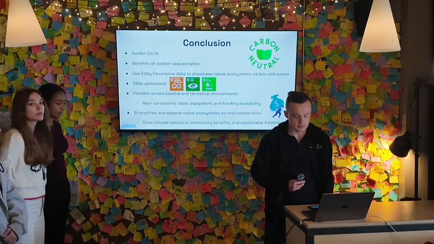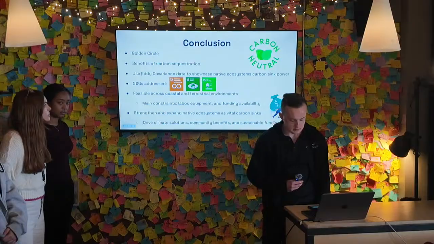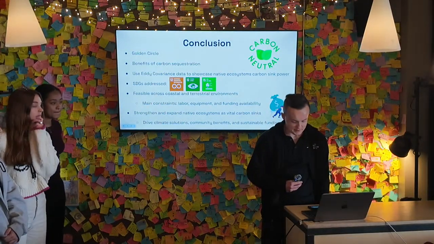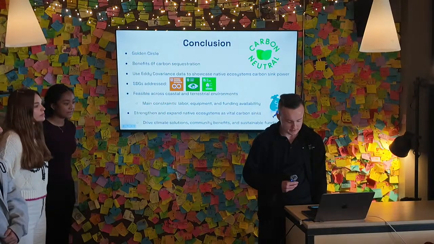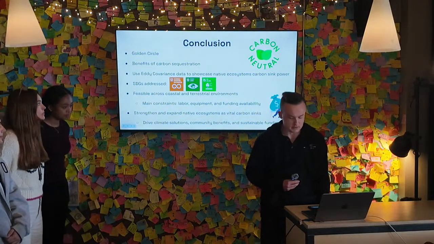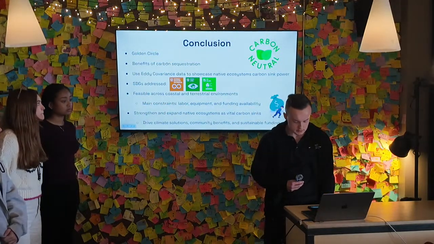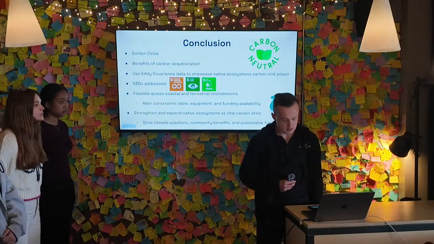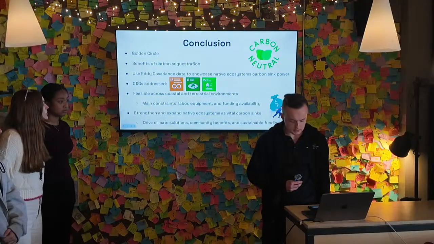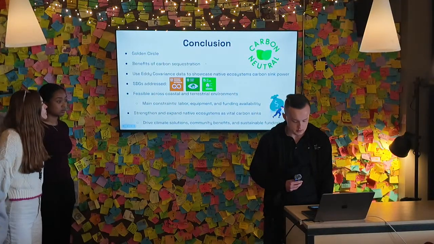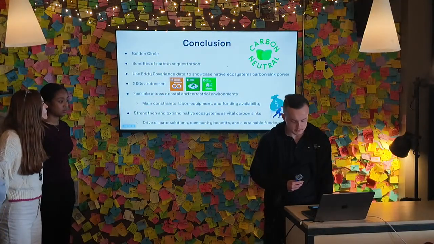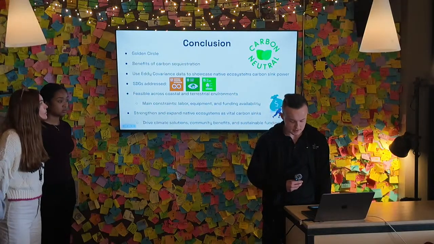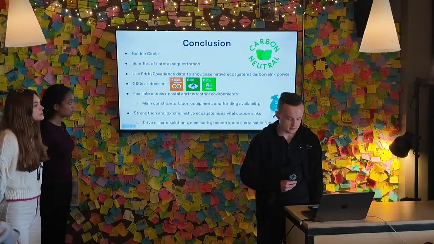In conclusion, by measuring CO2 flux in native ecosystems using eddy covariance techniques, we highlight their vital role in carbon sequestration and their potential as a powerful tool for climate change mitigation. These measurements provide concrete evidence of the carbon sink capacity of native ecosystems, offering data that can be leveraged to combat the climate crisis. This work directly supports the UN's Sustainable Development Goals, number 12, responsible consumption and production, 13, climate action, and 15, life on land.